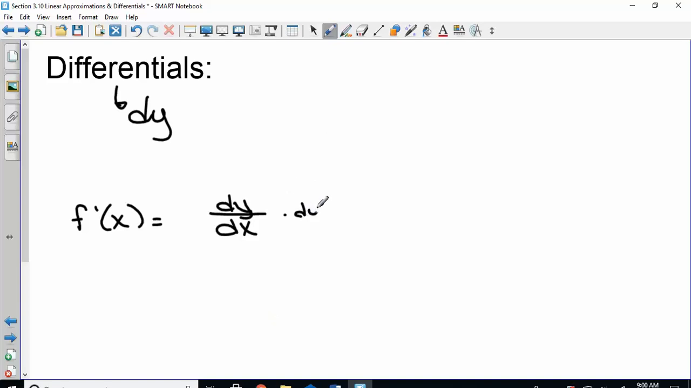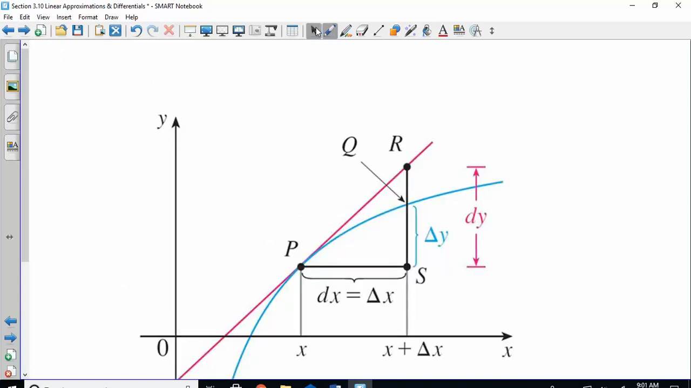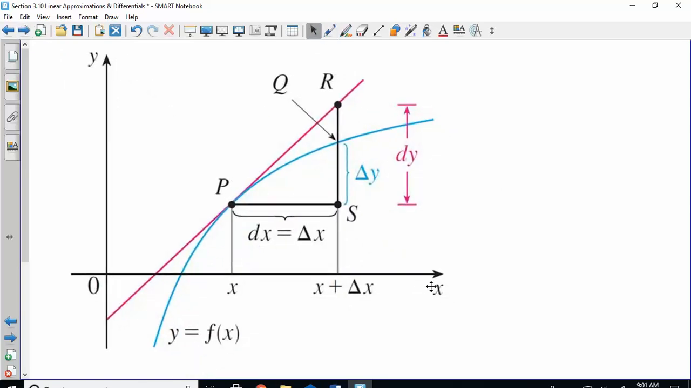If you just multiply that dx to the other side, then you get that dy is the derivative times dx. Okay, so the variable dy depends on x. Now we have to have some kind of understanding of what dy and dx really mean. And so that's where the graph comes into play. So the book has this picture.